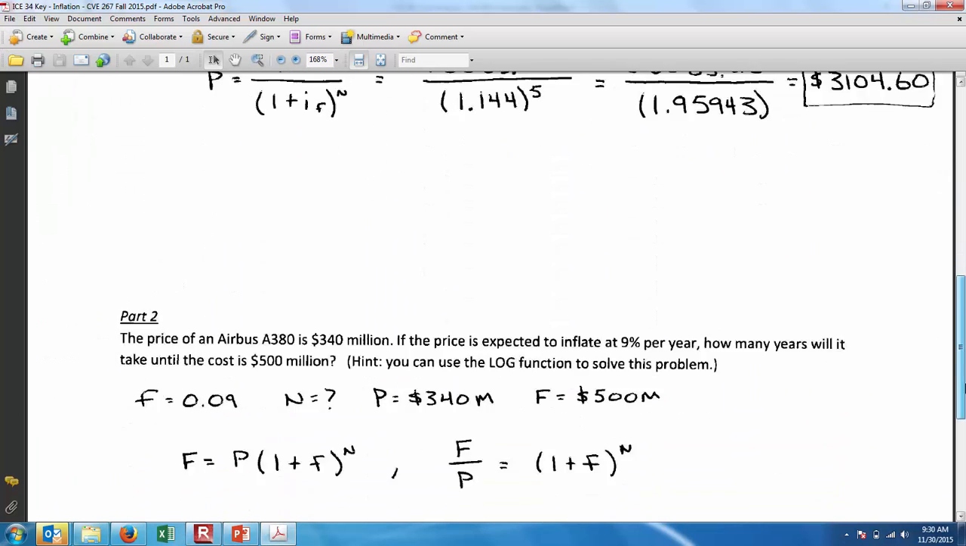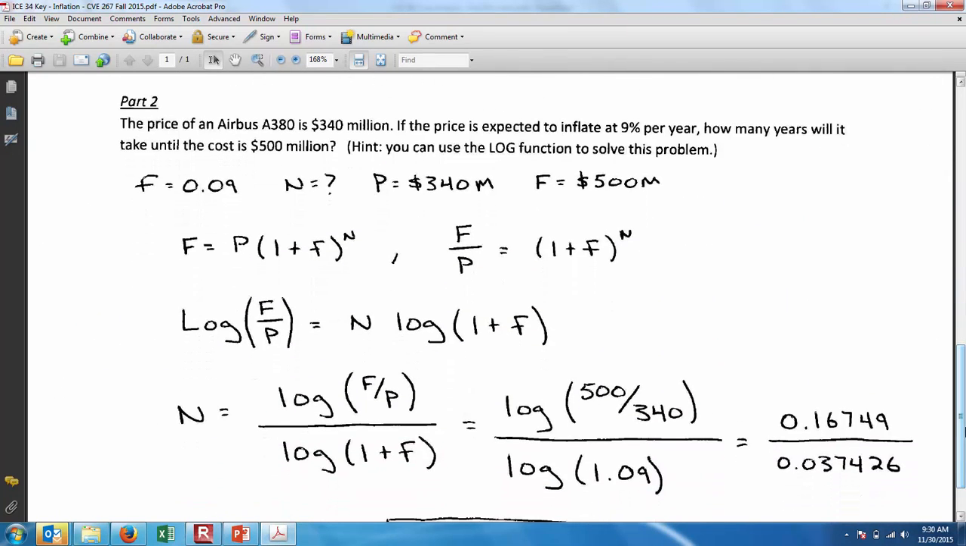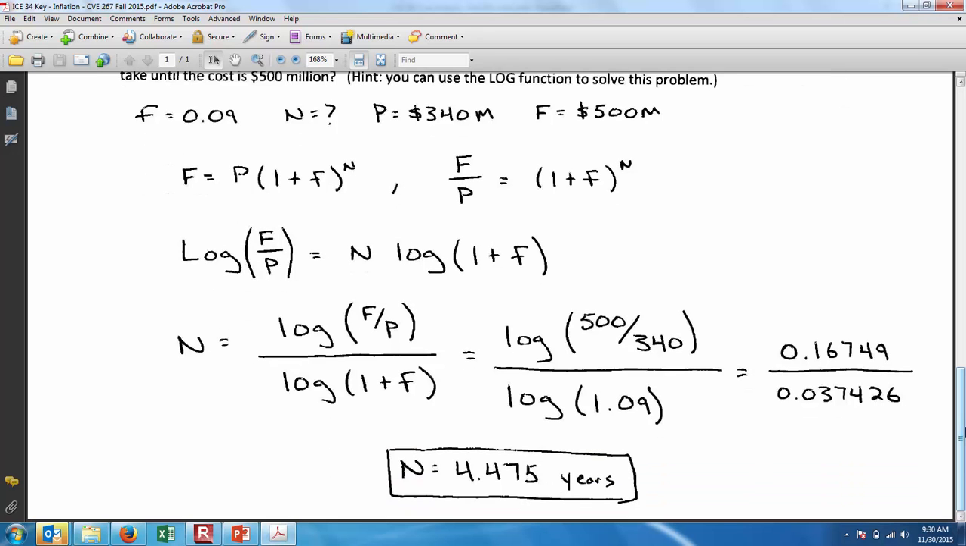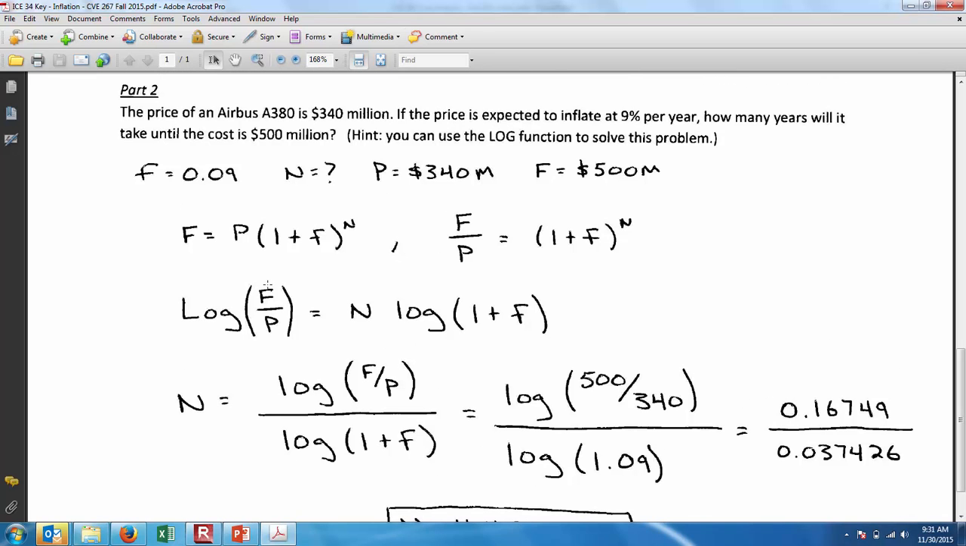So if we want to find out what n is, this is the approach that I used. Rearrange the equation using the log function, solving for n, and n is 4.475 years. Now, what we are assuming here is that prices are increasing discretely, in an even number of years. So what we'd say is that after 5 years, the price will be more than $500 million. If the aircraft manufacturer is increasing their prices only once per year, then actually the price never would get to exactly 500. It would go from less than 500 in year 4 to more than 500 in year 5.